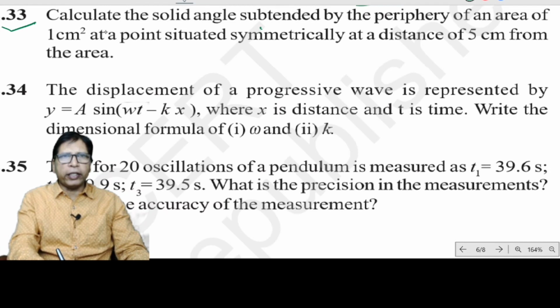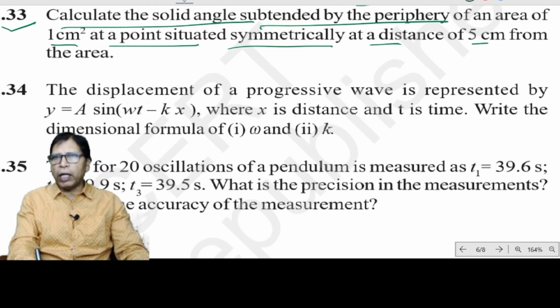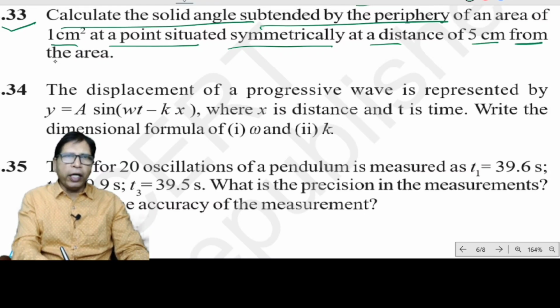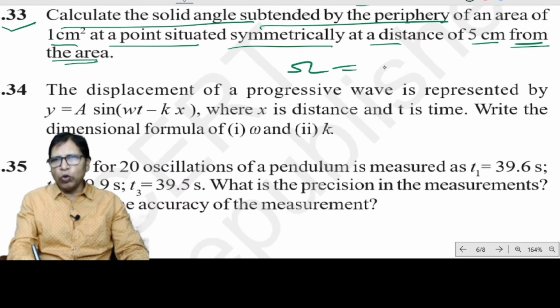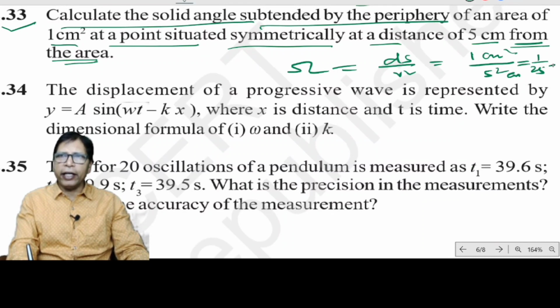Now question number 2.3. Calculate the solid angle subtended by the periphery of an area of 1 centimeter square at a point situated symmetrically at a distance of 5 centimeter from the area. Okay. Now solid angle equals, look at this, dS by r square. Now dS is 1 centimeter square, r is 5, so look at this, it is 5 square. So look at this, it is 1 by 25 steradian. Okay.